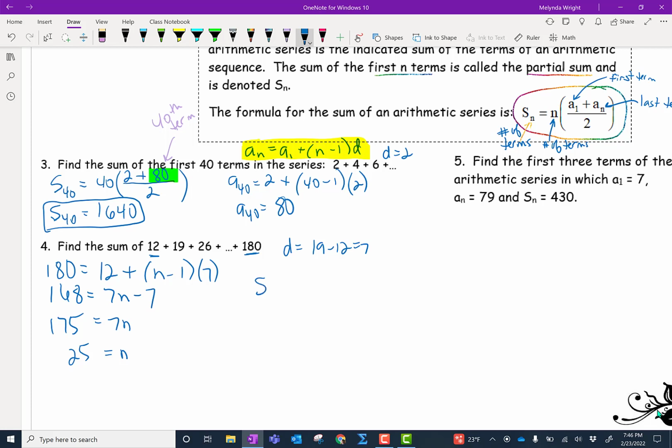So now we want to find the 25th sum, and we're going to use our little formula. So 25 times the first term, which is 12, plus the last term, which is 180, over 2. Again, we would use our calculators to find this. And so that gives me, after I put it in my calculator, 2,400. The 25th partial sum is 2,400. All right, one more.